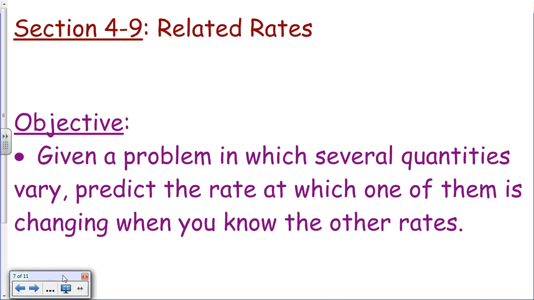And the way that we're going to get rates into this problem is with a derivative. I know the rate of change is a derivative. And so I'm going to end up with a relationship between these rates. I'm going to come up with an equation that involves some unknowns, some variables. By taking the derivative of that, I get the relationship of rates. That's what these are called.